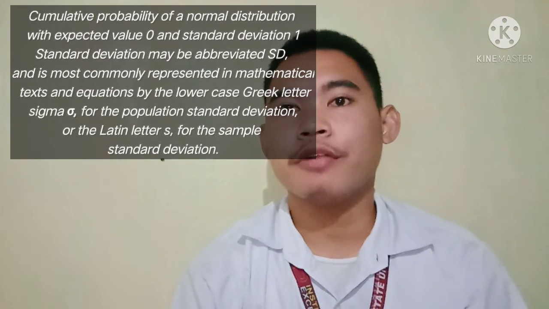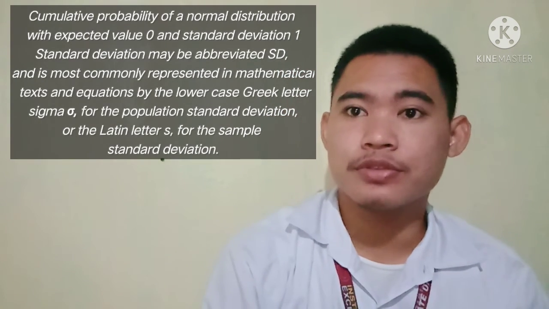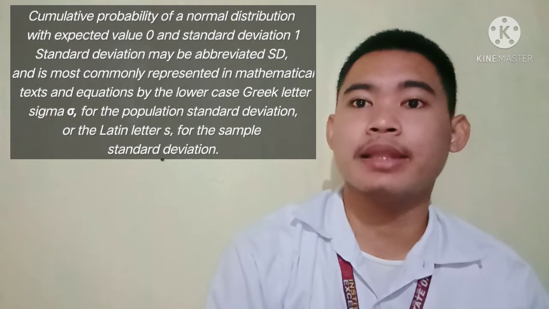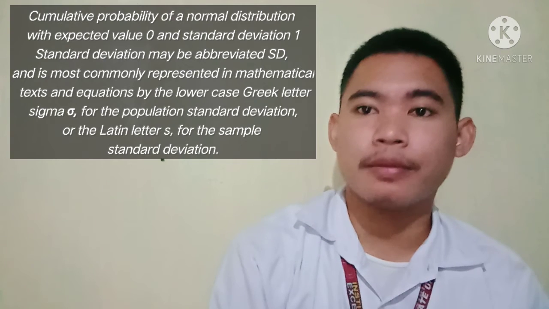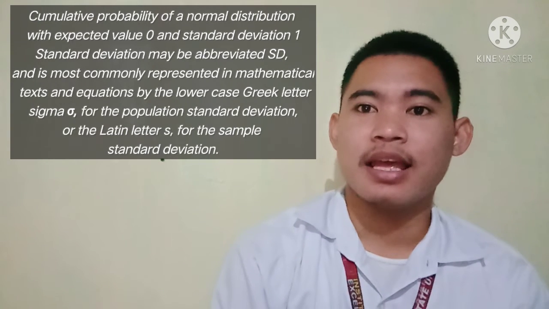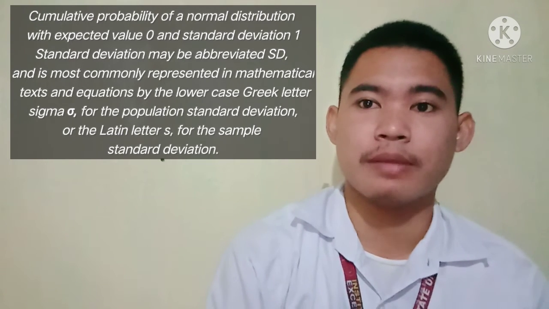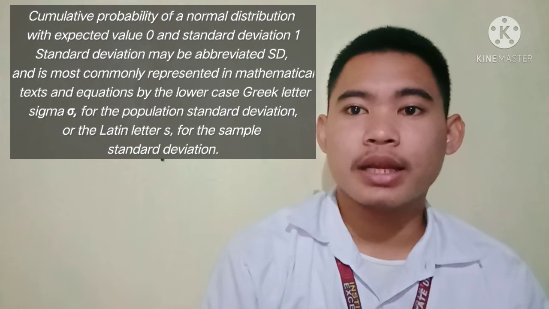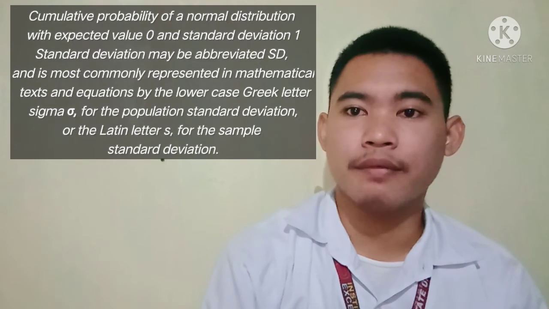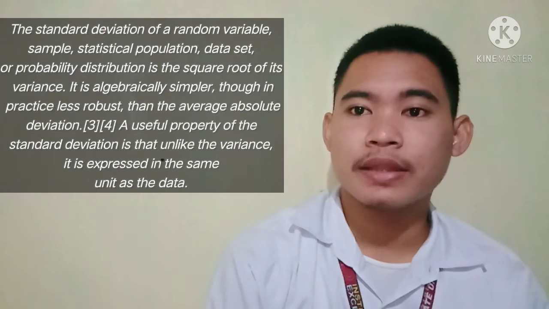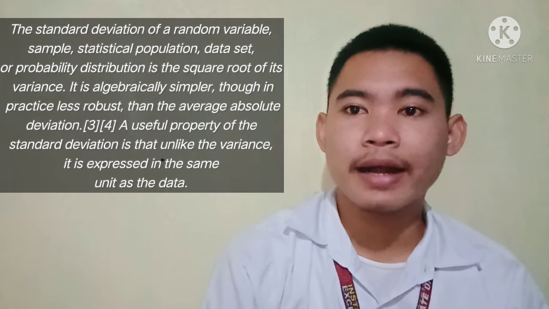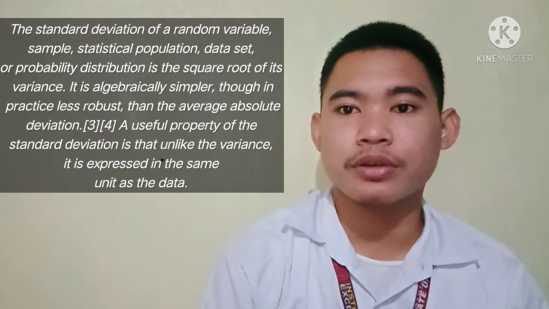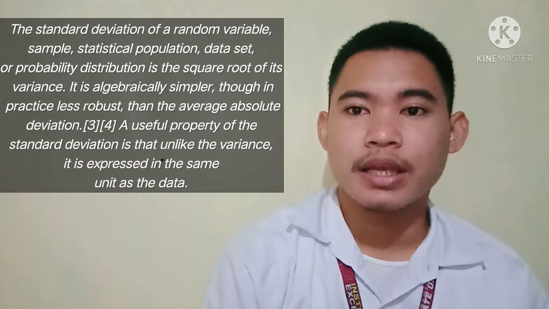Cumulative probability of a normal distribution with expected value 0 and standard deviation 1. The standard deviation may be abbreviated SD and is most commonly represented in mathematical texts and equations by the lowercase Greek letter sigma for the population standard deviation, or the Latin letter S for the sample standard deviation. The standard deviation of a random variable, sample, statistical population, dataset, or probability distribution is the square root of its variance.